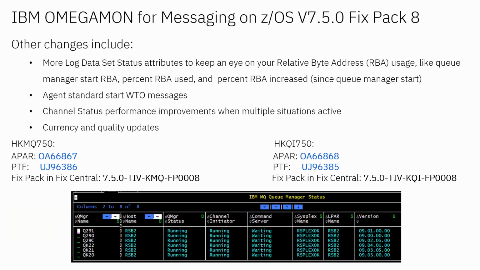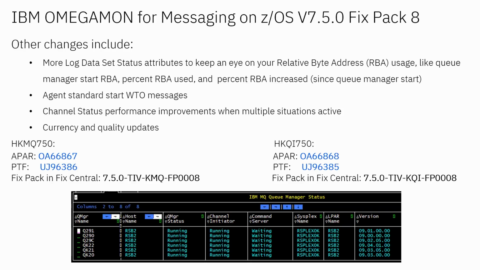I'll probably have it in another slide somewhere. So, other Fixpack 8 updates. Our idea that came from another client was to have more details about the RBA, the relative byte address details. They wanted to be able to see how much of that RBA is being used, so they can create a situational alert if it goes over a certain threshold. They've had an outage in the past, and that's why they wanted to capture RBA details. We've delivered that with Fixpack 8, and they're very, very pleased about that.